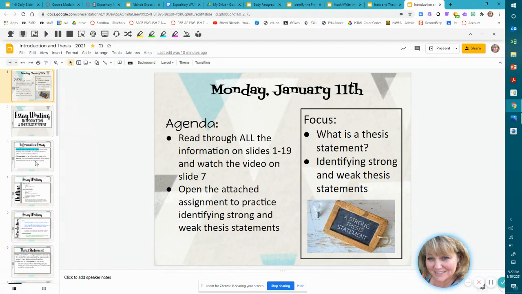There's a video on slide 7 to watch. And then there's an attached assignment that you will open and practice identifying strong and weak thesis statements. So what is a thesis statement? And we need to identify a strong or a weak thesis statement because you will be needing to read a prompt and write your own thesis statement.